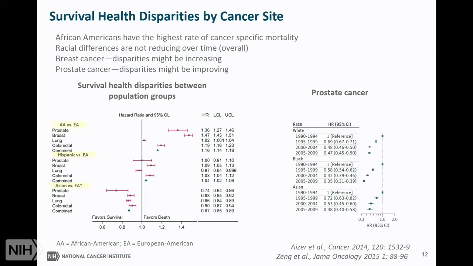So looking at this a little bit closer, this is data from JAMA Oncology a couple of years ago, and it's focusing specifically on the four main types of cancer: breast, prostate, lung, and colorectal. What it shows here is you can get a sense of the degree of the disparity. So it's not just higher, but how much higher is it? And you can see that for prostate and breast cancer, the difference in mortality between European Americans and African Americans is quite high.